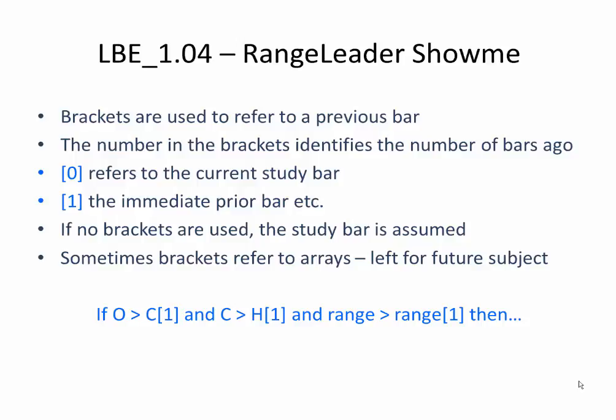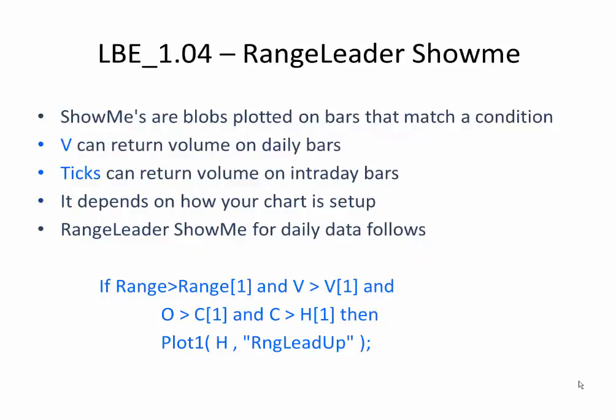So our statement here now is using the square brackets with the number 1 in it. So we have the open of the current bar is greater than the close of the prior bar, and the close of the current bar is greater than the high of the prior bar, and the range is greater than the range of the prior bar. Then we're going to do something. So we're getting close to our code for the range leader. We just need to deal with volume.